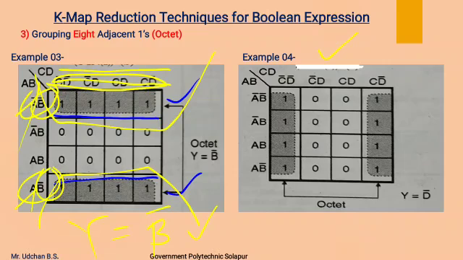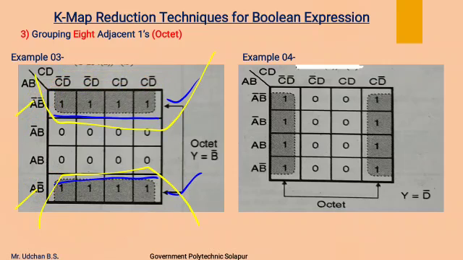Now in this example number 4, we have these 4 ones and these 4 ones which are adjacent with each other. So we can form an octet like this by grouping these 8 ones. Now the terms related to this octet are A bar, I will write down, wait a minute.